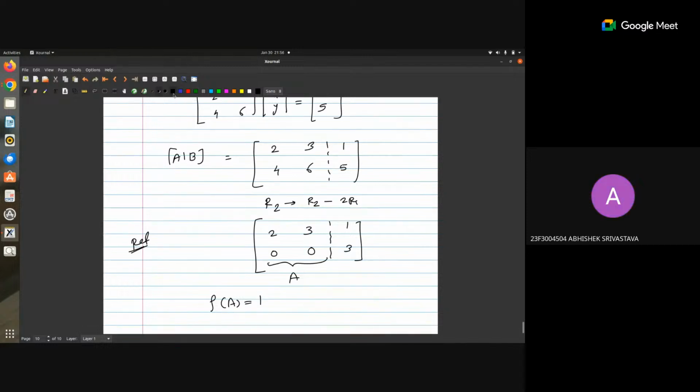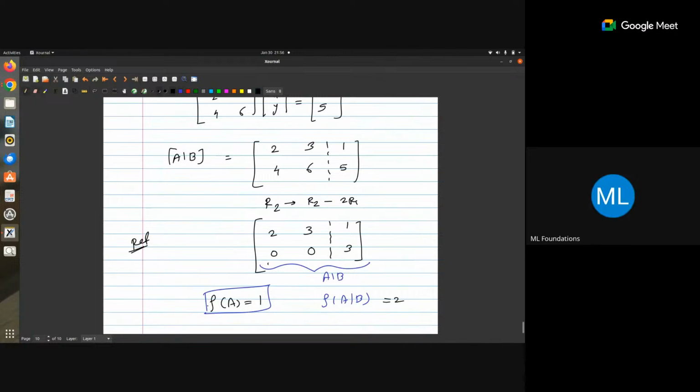Why is the rank 1? It is the number of non-zero rows. So how many non-zero rows are there in A? 1. That's why the rank of A is 1. And what is the rank of A augmented B? A augmented B is the entire matrix. What is the rank of it?